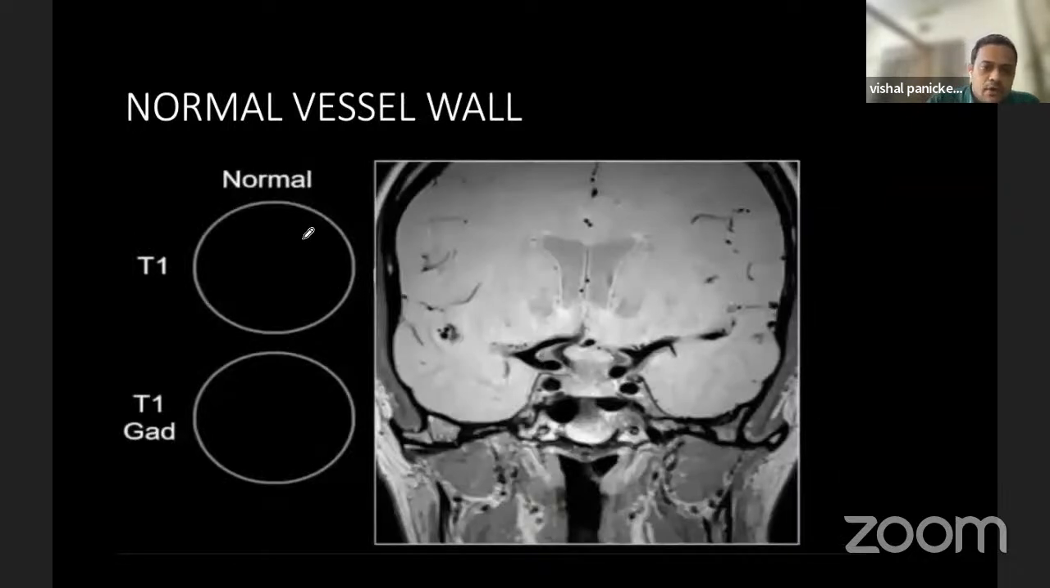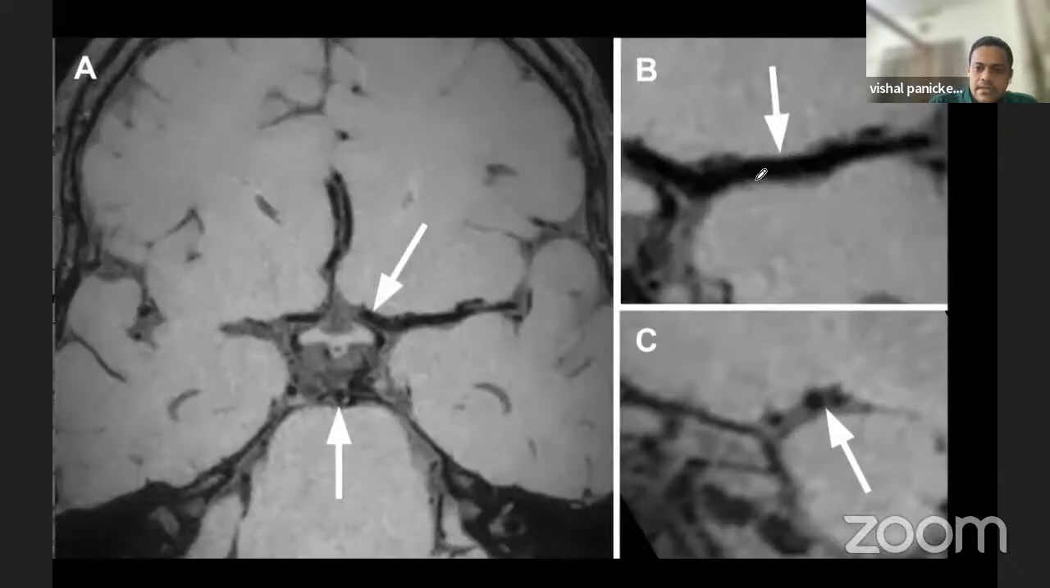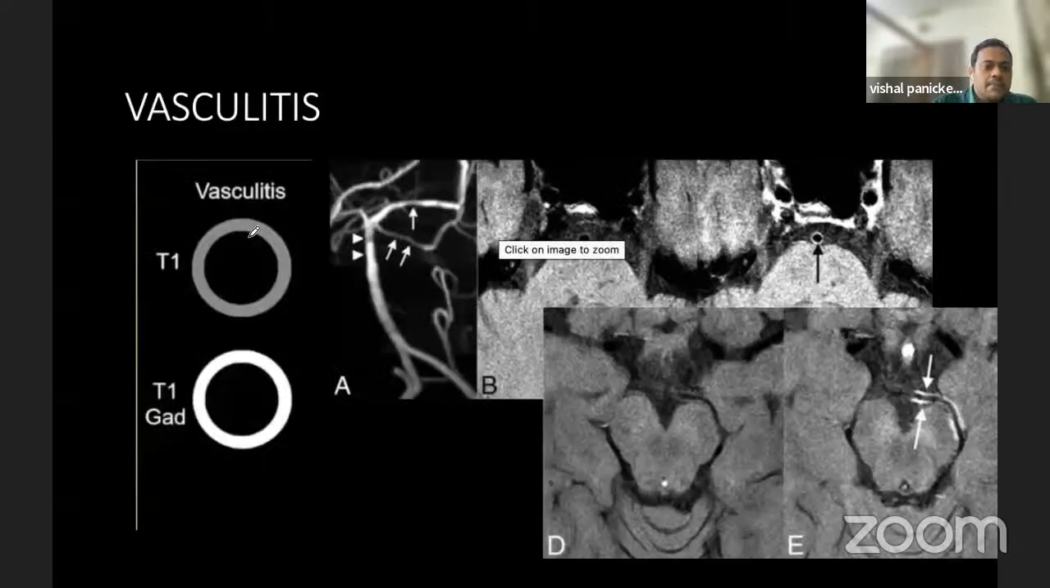This is how the normal vessel wall looks. This is an enhanced, zoomed-out image, and the vessel wall is barely visible. This is a normal vessel wall. The lumen has no narrowing, and the vessel wall is visible as a very thin-walled structure. This is the cross-sectional, or short axis, image, showing a nice circumferential lumen with a thin-walled vessel. What happens in vasculitis?